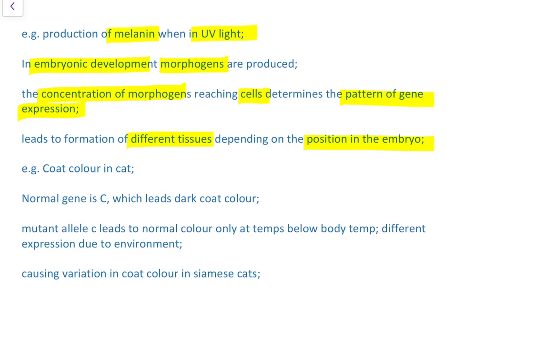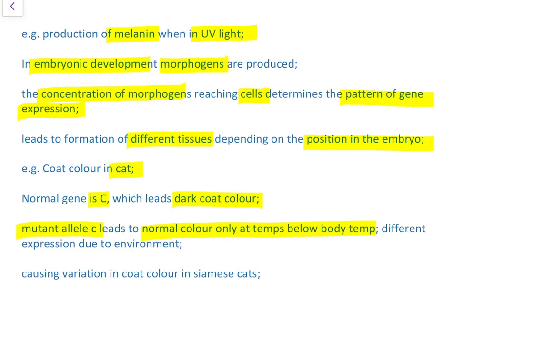We also had the example of temperature and coat colour, and you could either talk about cats, or you could talk about the Himalayan rabbit, where higher temperatures we saw led to the production of dark patches. In cats, coat colour normal is C, which leads to a dark coat colour, and you can get a mutant one, little c, which only leads to normal colour at below body temperature. And so in cats it will give different colours as well.